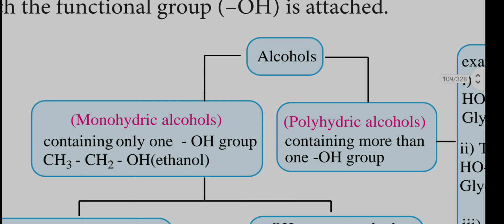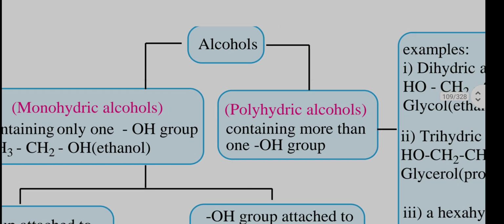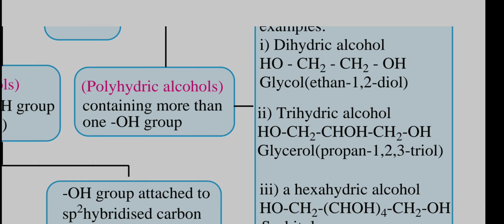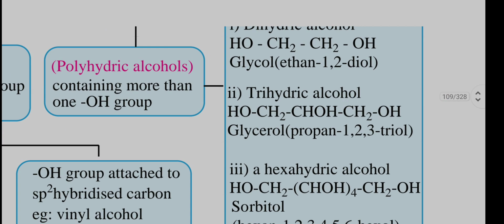We can easily identify that monohydric means containing only one OH group, for example ethanol. Polyhydric means containing more than one OH group. For example, dihydric alcohol contains a glycol, for example glycol, in which the OH groups are attached to the carbons in the 1-2 position.